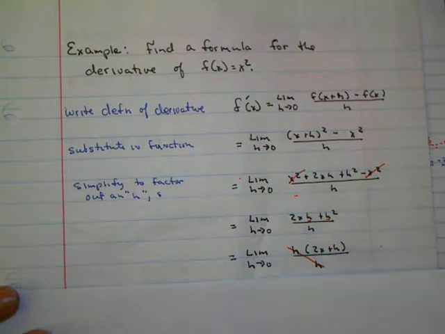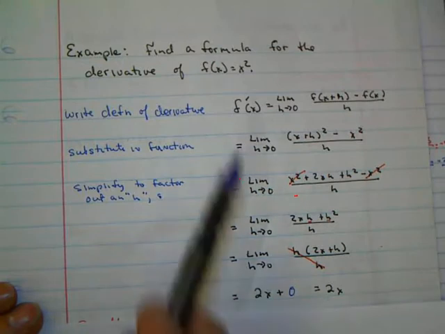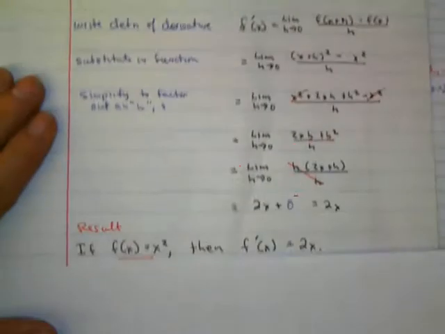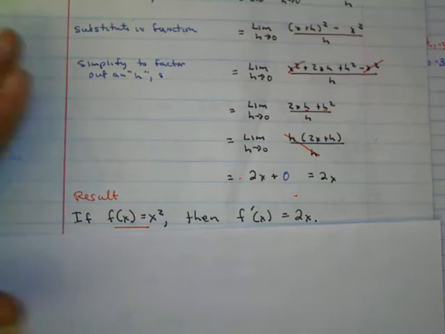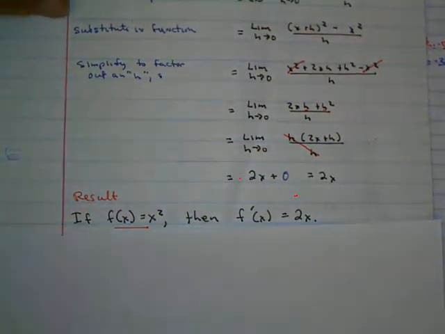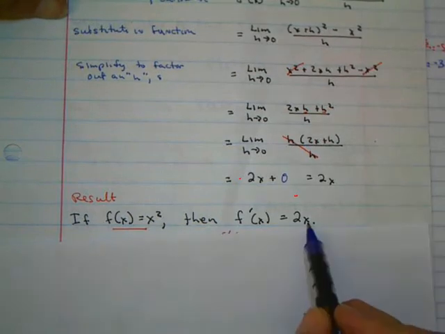So right there, f prime of x equals 2x. That is our derivative function. F prime of x equals 2x when f of x equals x squared. So we can write that. If f of x equals x squared, then f prime of x equals 2x. And that's going to be the derivative that you put any point in here, and that will give you the slope of this function at any point on the graph.